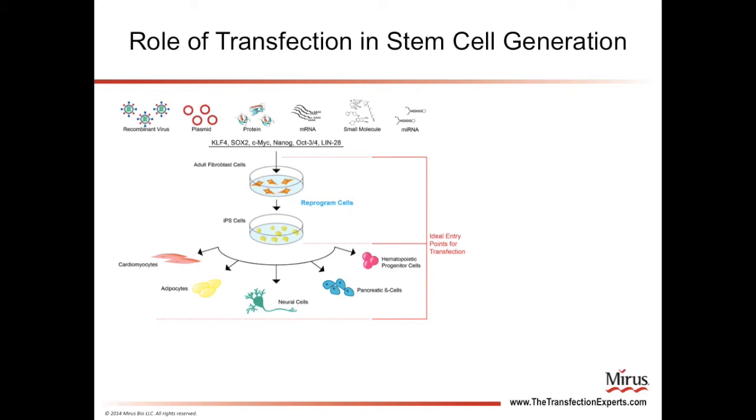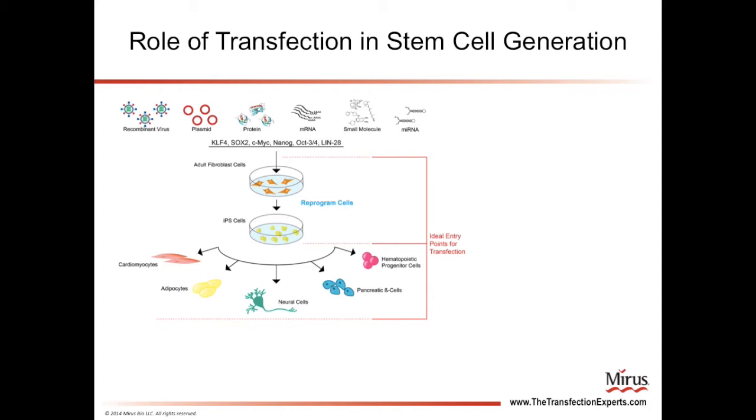Due to the risks associated with viral gene delivery methods, stem cell researchers often utilize chemical transfection for gene expression, RNAi, and reprogramming experiments. Transfection impacts multiple steps in this workflow. For example, in reprogramming experiments, a combination of transcription factors called Yamanaka or Thomson factors can be transfected into adult somatic cells to generate induced pluripotent stem cells, or iPS cells.